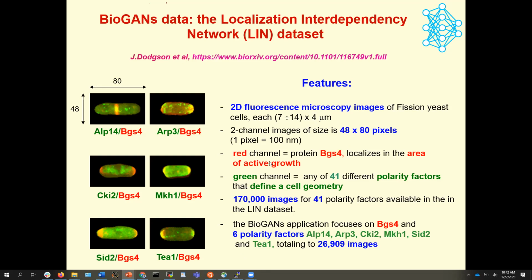I already mentioned that the red channel will correspond to the BGS4 protein, the growth marker, whereas the green channel will correspond to, in this data set, 41 different polarity factors, but we focus only on 6 polarity factors, and for those 6, we have 20,909 images in total. So it's plenty of data. Any questions? No. Okay.